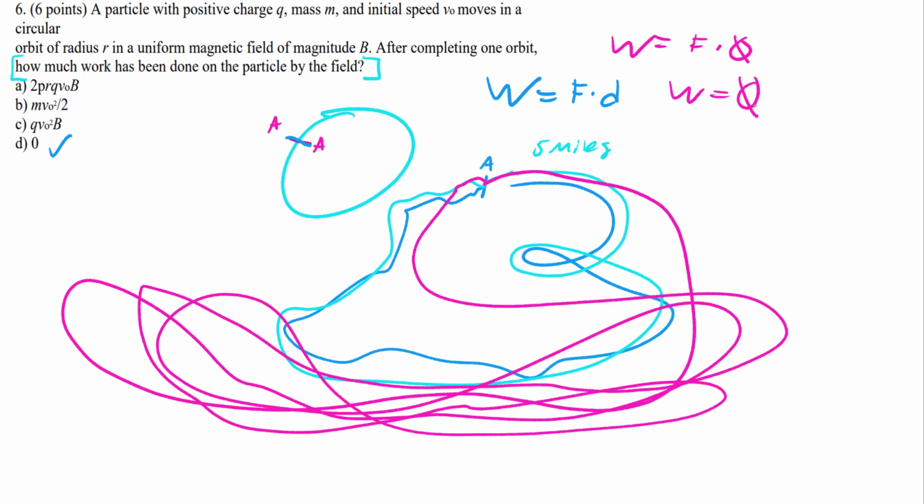Displacement just cares about where you started and where you finish. Because we started in the same place and we finished at the same place, it's a displacement of 0. And so a displacement of 0 gives you a work of 0. So therefore, there was no work done on the particle by the field.